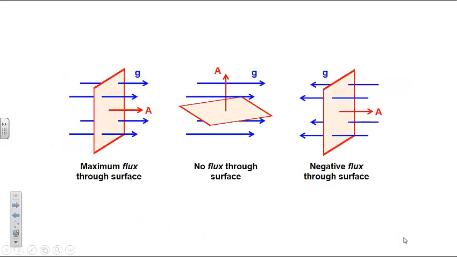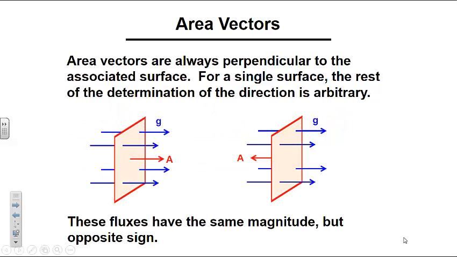Flux is maximum when the field and area vectors are parallel. There is no flux when these vectors are perpendicular, and the flux is negative when these vectors are antiparallel. For a single surface, the orientation of the area vector is somewhat arbitrary. The area vector must be perpendicular to the surface, but can point in either direction away from that surface.